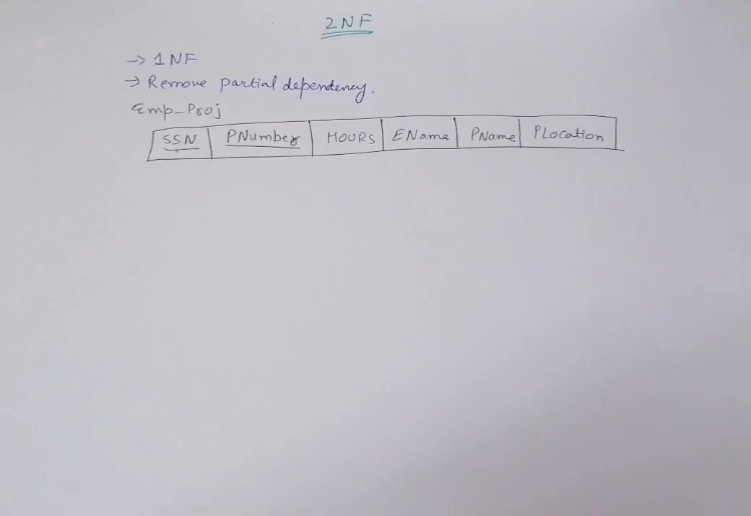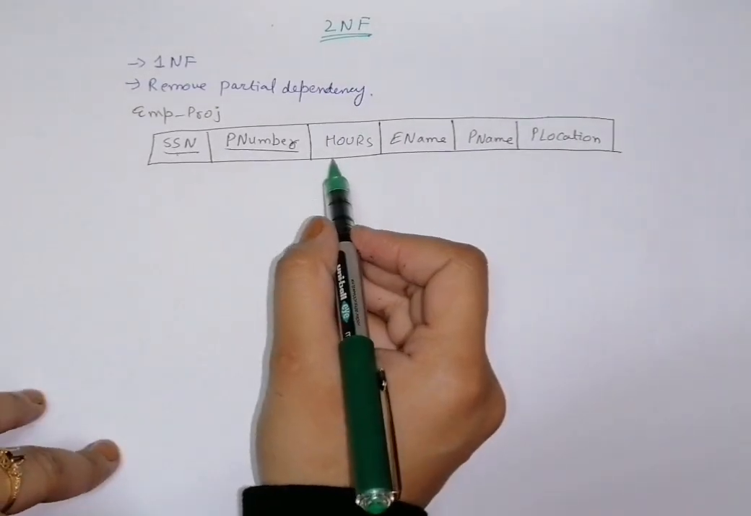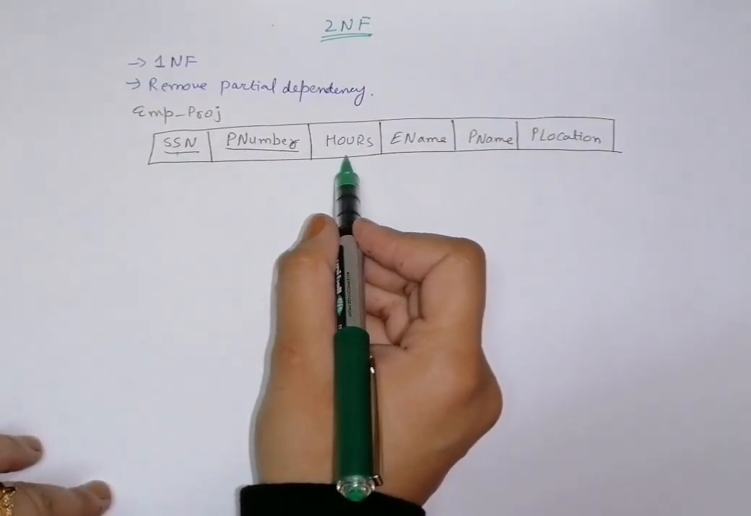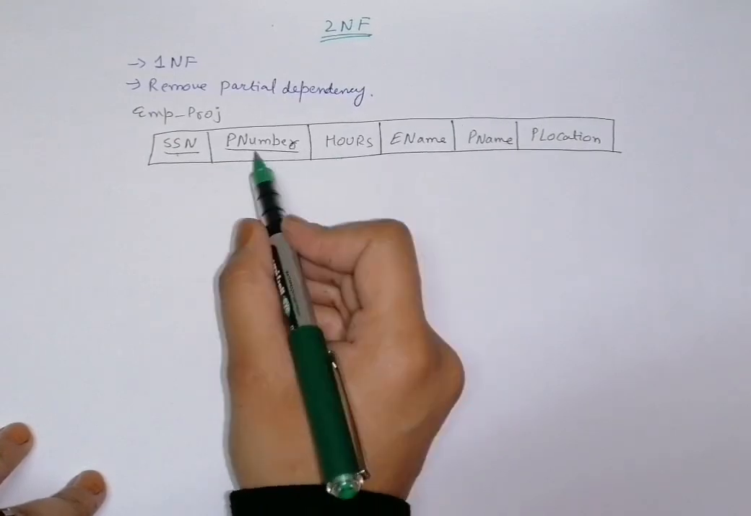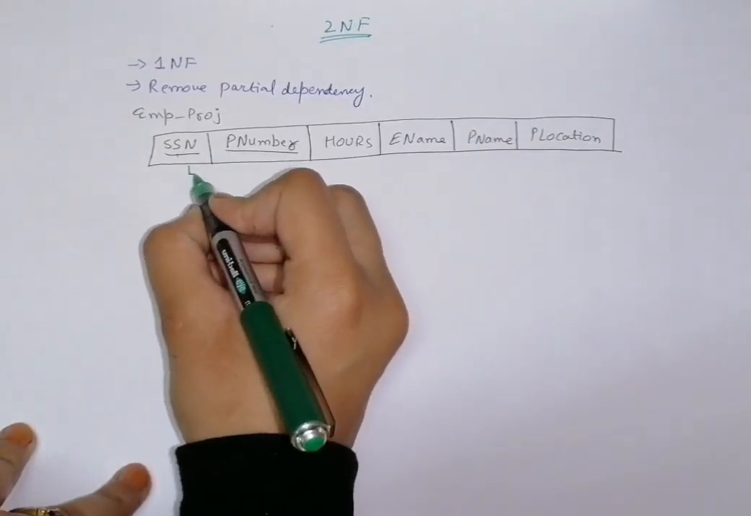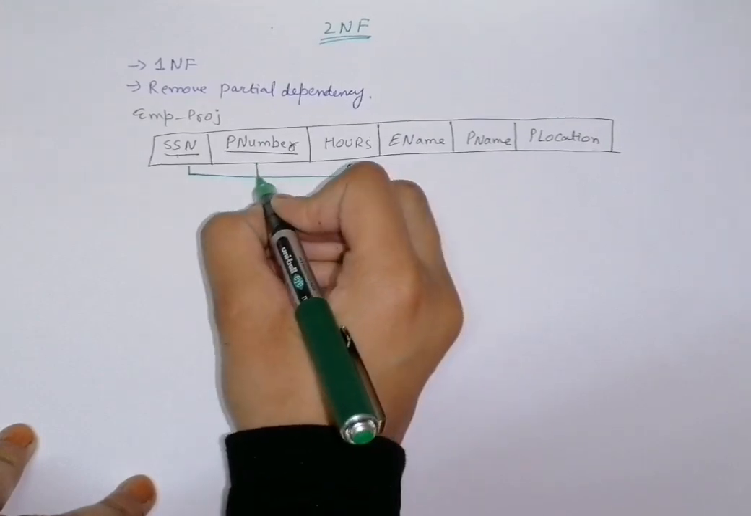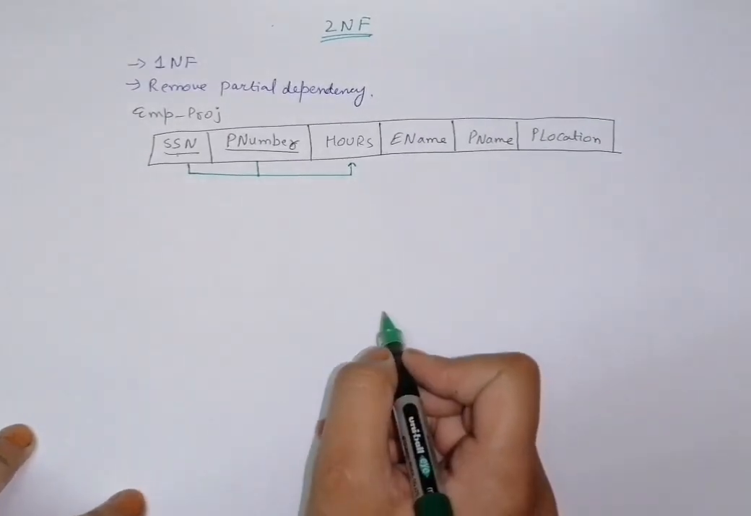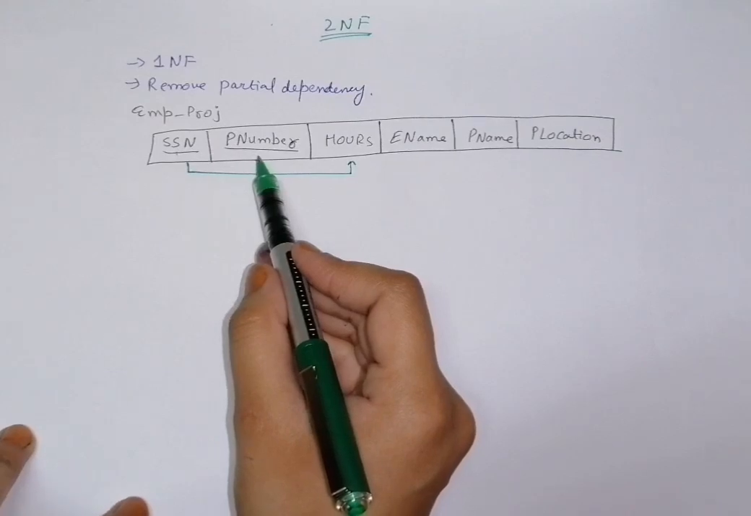Now here we will look for the partial dependencies and functional dependencies. We will evaluate each and every non-primary key attribute and figure out what the functional dependencies and the partial dependencies are. For that, you see, this hours attribute determines which employee has spent how much time on which particular project. So you can see that hours depends for its existence on both parts of the primary key, that is, on employee and on the project as well.